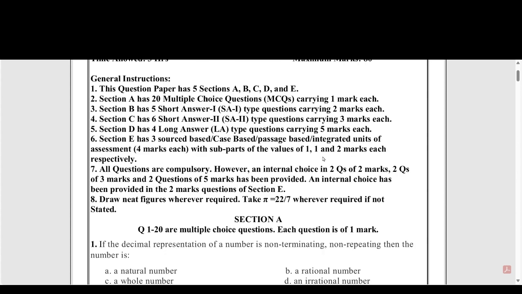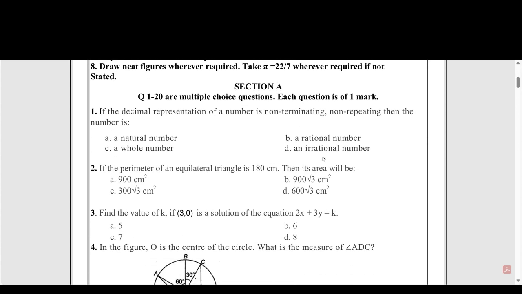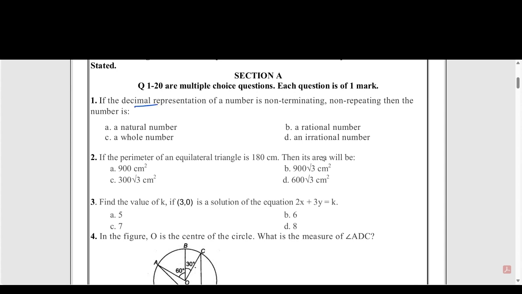This is the paper released by the Directorate of Education for class 9th mathematics practice paper. Let's solve it section wise. First question says if the decimal representation is non-terminating and non-repeating, then it is known as an irrational number.